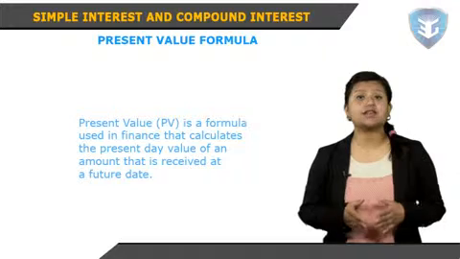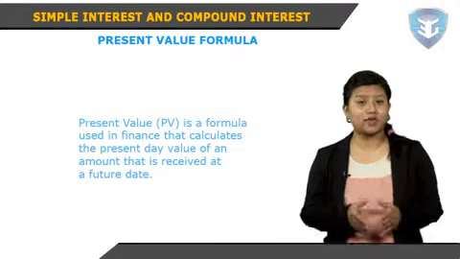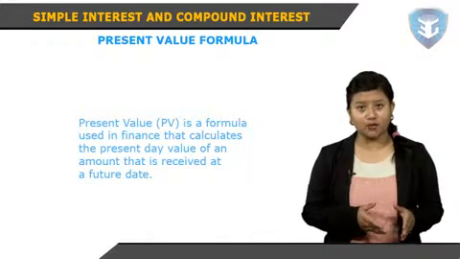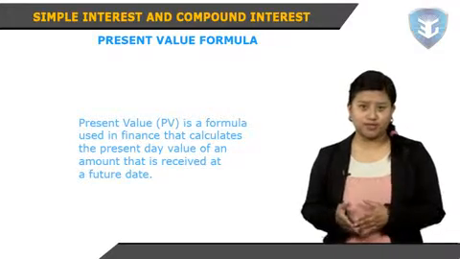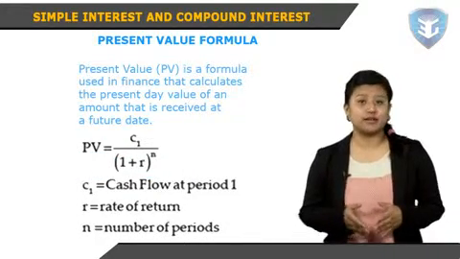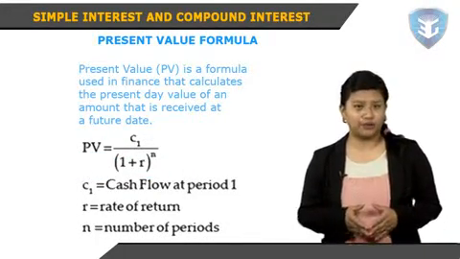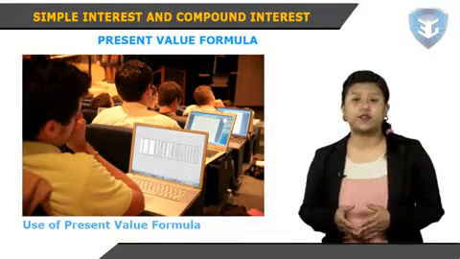Present value (PV) is a formula used in finance that calculates the present-day value of an amount that is received at a future date. The premise of the equation is that there is time value of money. The use of present value formula.